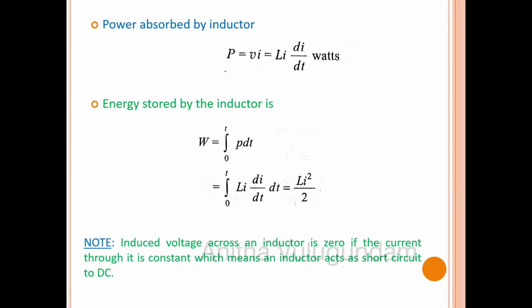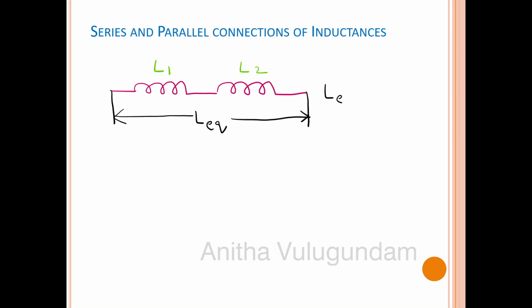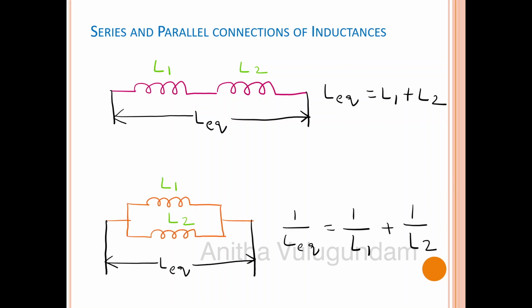Important note related to inductor is, if a constant current is given to inductor, induced voltage across an inductor will be 0. It means that inductor acts as short circuit to DC. When inductors are placed in series, L equivalent can be written as L1 plus L2. When inductors are placed in parallel, L equivalent can be written as 1 by L equivalent equal to 1 by L1 plus 1 by L2.